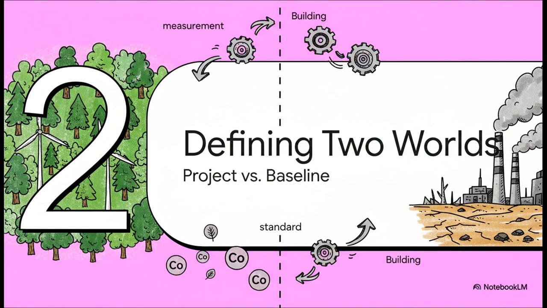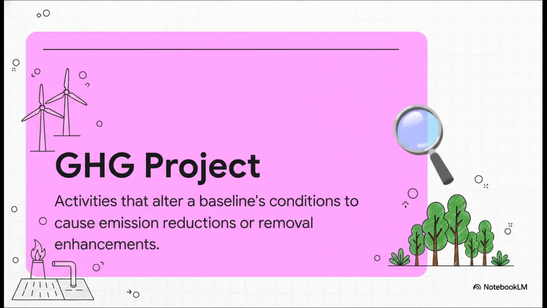Okay, so to measure that change, the standard makes us do something really specific. We have to define two different worlds with a ton of precision, the world with our project and the world without it. Getting these definitions right is absolutely foundational. First up, we've got the GHG project itself. The standard is pretty clear on this. It's the activity or activities that change things from how they would have been.